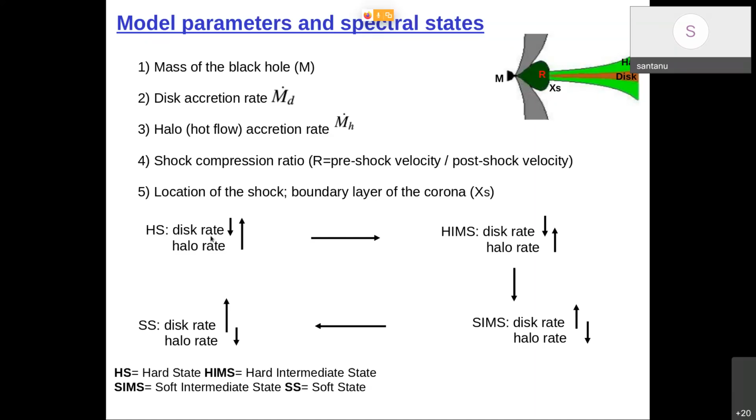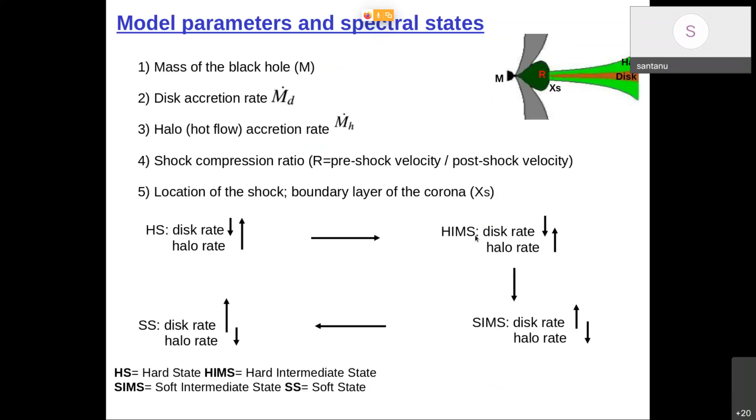So what happens when an outburst starts? When I am talking about the rising phase, it means the outburst starts. In the rising phase, the disk rate is low but the halo rate is high. That means the halo rate is basically the hot flow. So the hot flow rate is high, the corona size is bigger, so its temperature is also high. So it can upscatter the soft photons and they become hard.